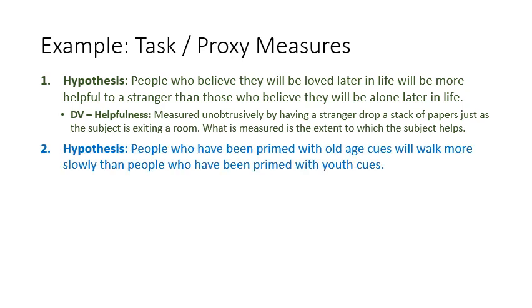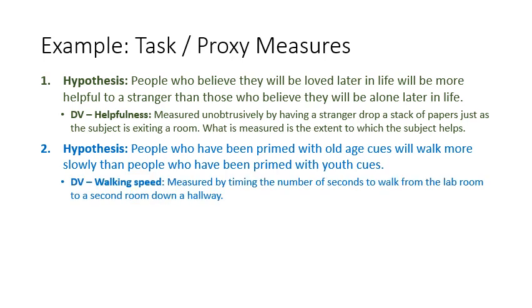Second example, people who have been primed with old age cues will walk more slowly than people who have been primed with youth cues. So priming just means you have a brief exposure to something that makes you think about old age, or you have a brief exposure to something that makes you think about youth. And so how are we going to measure whether it affects them? We're going to measure their walking speed. So after they leave the room where they were primed with old age or with youth, we'll measure the number of seconds to walk from the lab room to another room down the hallway.